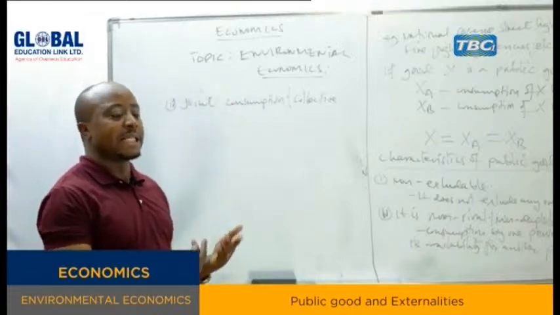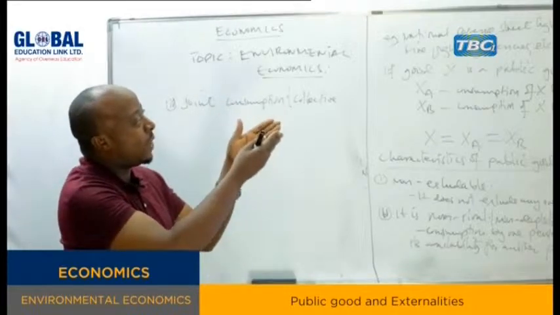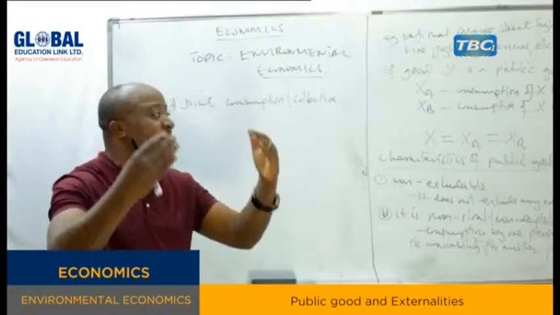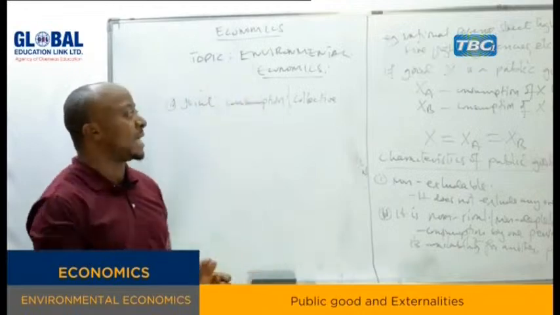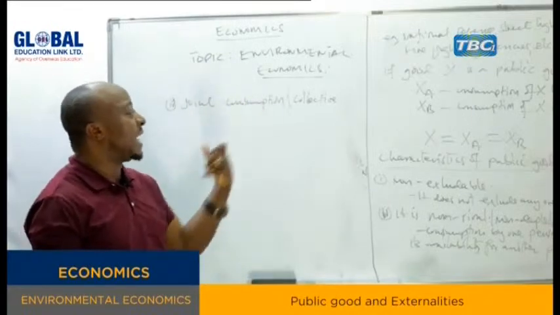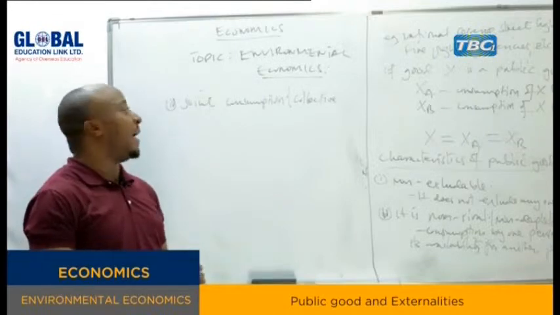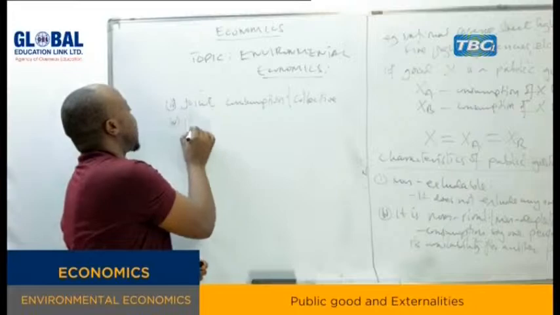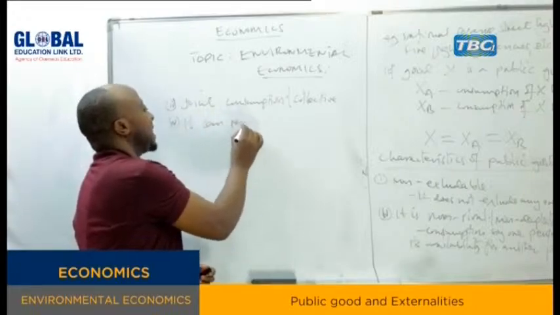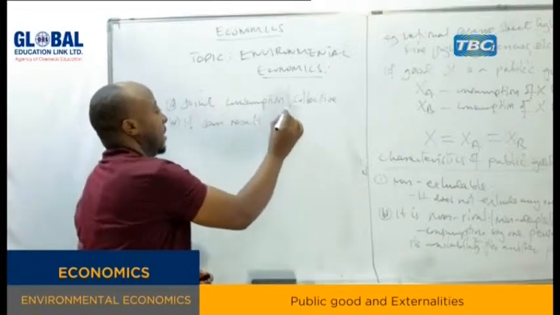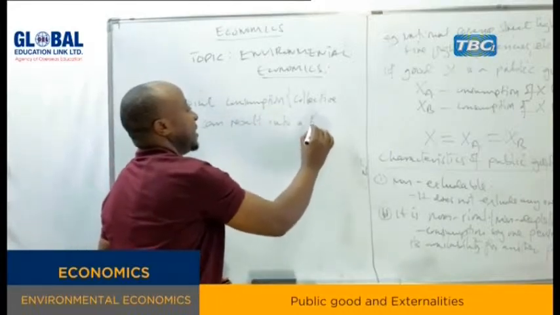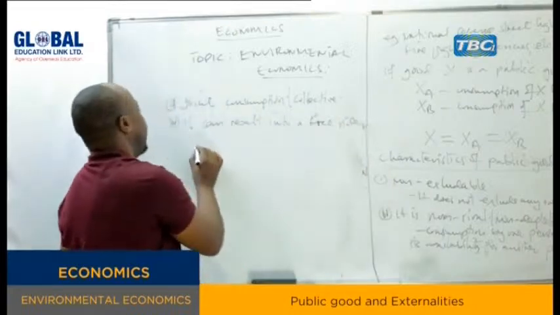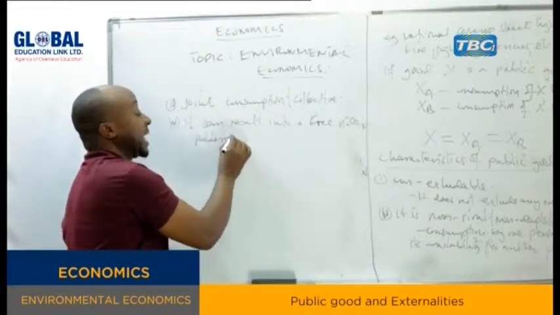For example, when we use roads or national defense, we are benefiting from it together as a group, together as a society, and that consumption does not prevent anyone from using it. So it is joint consumption. And the last one, number 4, can result in a free rider problem or free rider case.